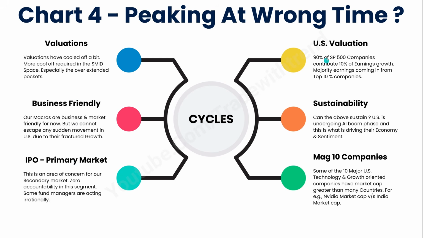The more important part is here, which is US valuation. Now, 90% of S&P 500 companies contribute only 10% of earnings growth currently in S&P 500. Majority of earnings are coming from top 10% companies, which is the MAG 10 companies.